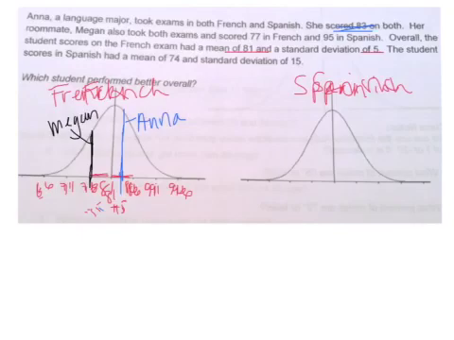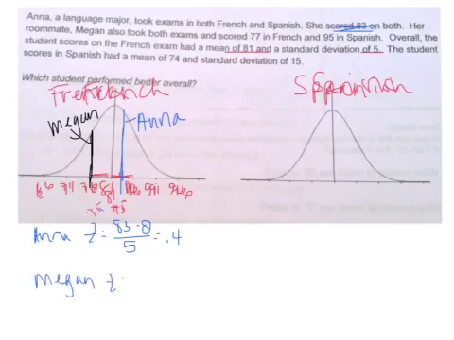Well, who did better in French? Well, of course, Anna did better in French. So Anna, her z-score would be 83 minus 81 divided by 5. And her z-score ends up being 0.4. And Megan, her z-score is going to be 77 minus 81 and divide by 5. And her z-score is going to be negative because she's below the mean. So it's negative 0.8.